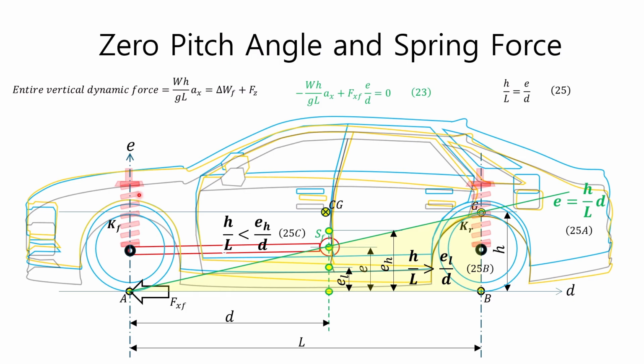Meanwhile, the vertical dynamic load of the entire vehicle calculated using Newton's second law represents the amount of load transferred from the front wheels to the rear wheels and is independent of the location of the virtual reaction point SF. The role of the virtual reaction point is to determine the ratio of load transfer through the springs to load transfer through the suspension links. Once this ratio is determined, the lift and pitch angles are determined.